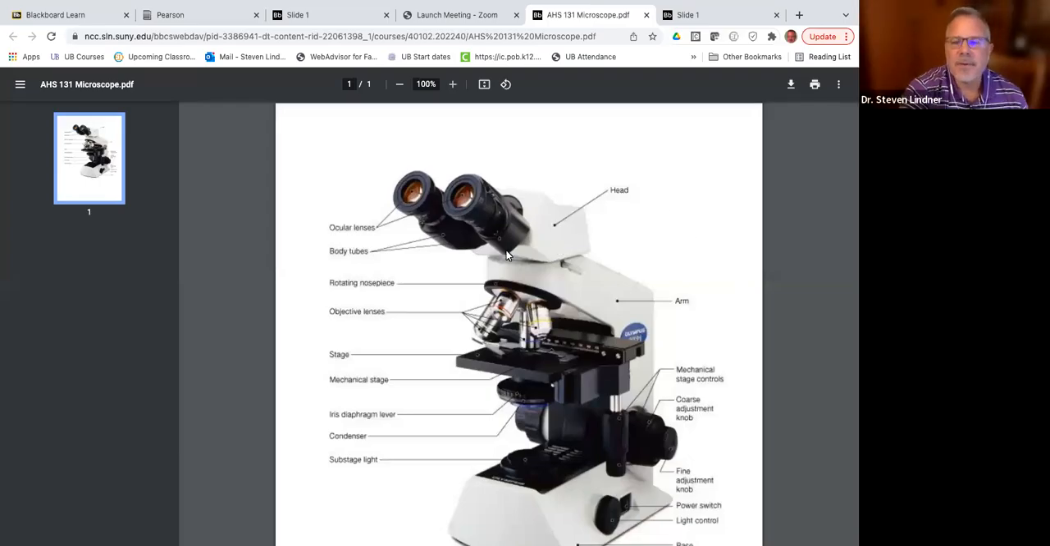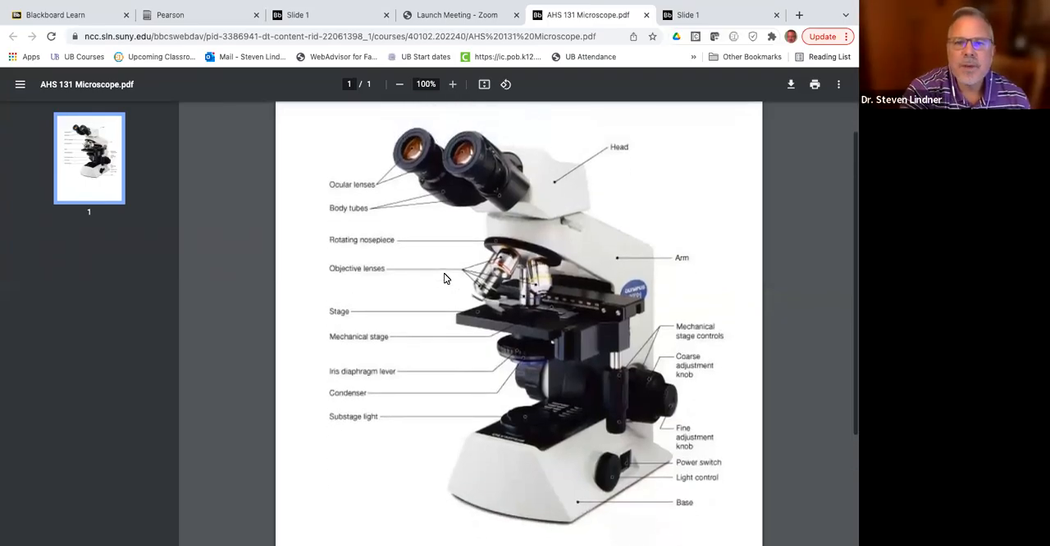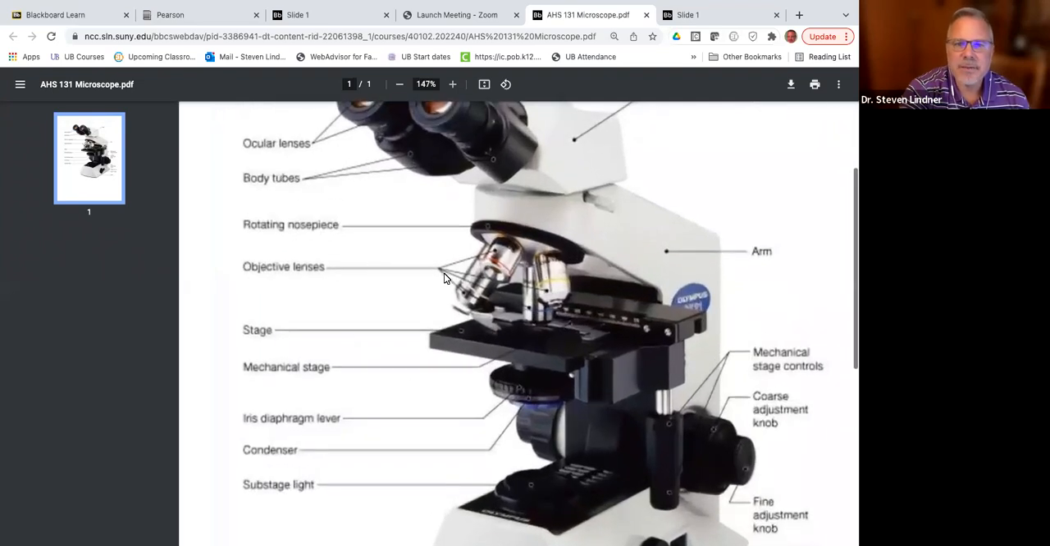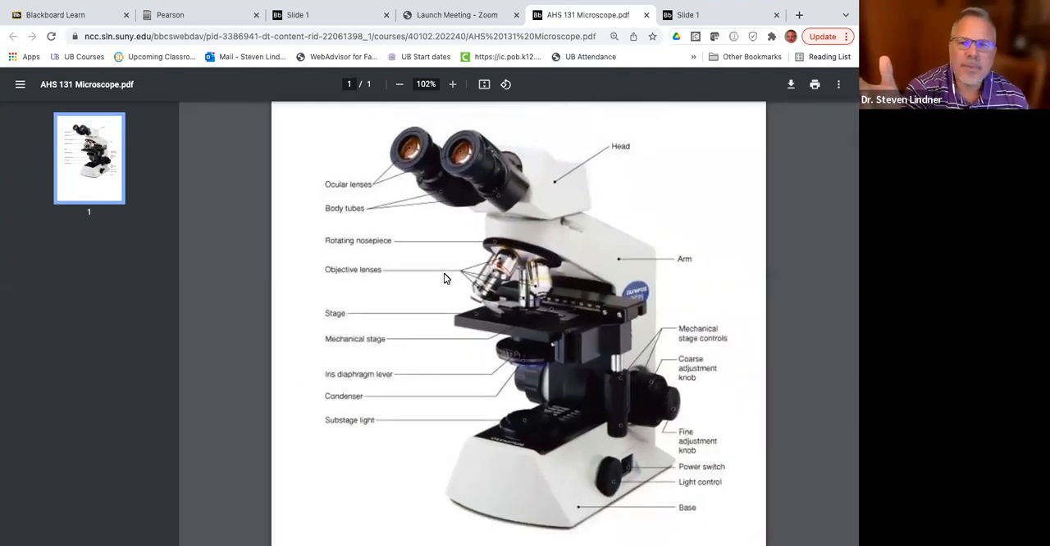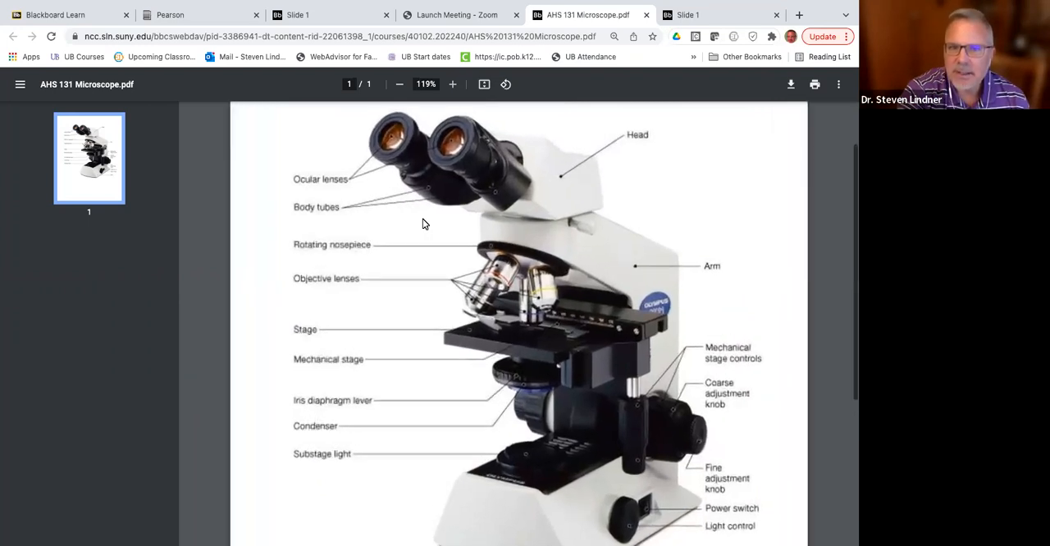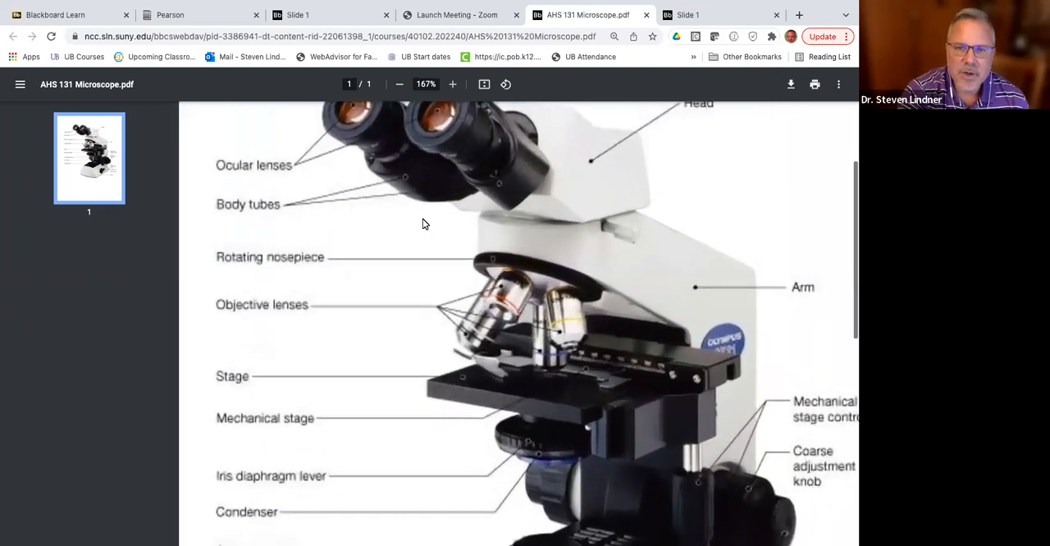Okay, welcome back, everyone. What we're going to be looking at here is the microscope, and this does show up on your first lab exam. There's a few questions that will pop up on this. So let's see if I can do a good job explaining some of the parts of the microscope.